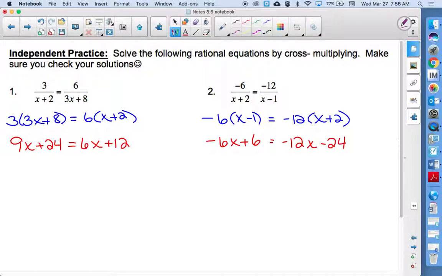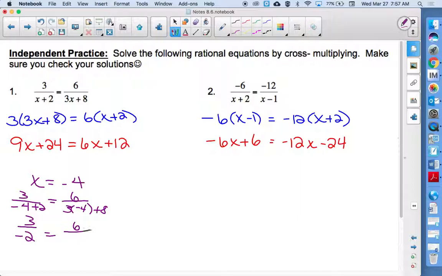Will, what'd you get for the answer for number 1? So plugging it back in. We have 3 and -2. On the other side, we get 6, 12, -4. So 3 halves, -3 halves is equal to -6/4. So that's true.